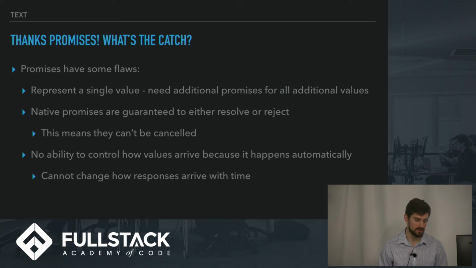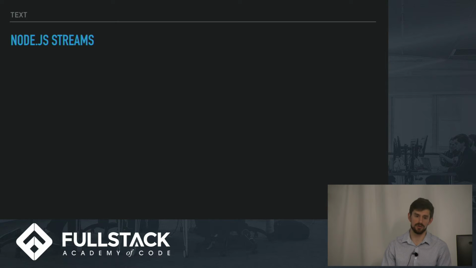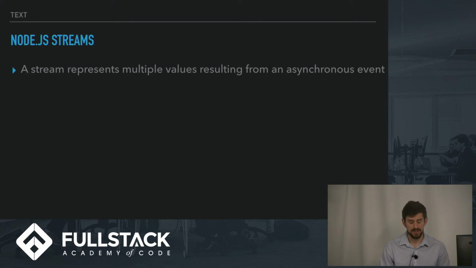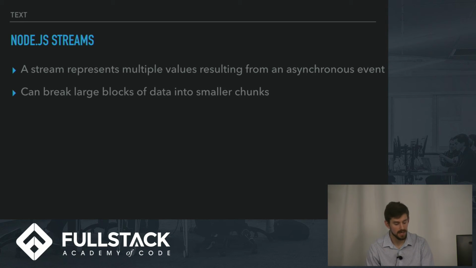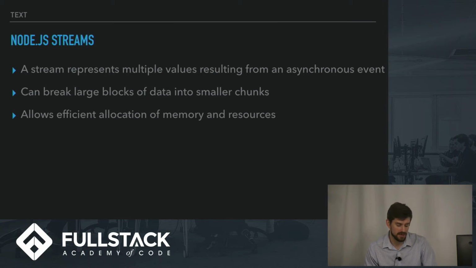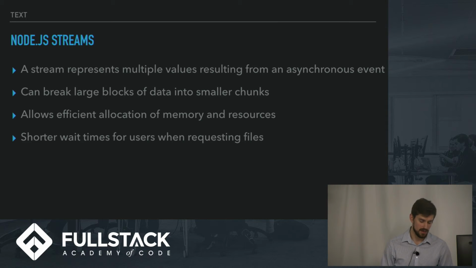So what do we have at our disposal to help us with this? Well, we have streams in Node.js. So what's a stream? A stream represents multiple values resulting from an asynchronous event. So rather than promises, which represent only one single value, streams represent multiple values arriving with time. It allows us to break large blocks of data into small chunks, which increases the efficiency of our allocation of memory and resources. And that results in shorter wait times for users when requesting files, which improves our user experience, right? We don't have to wait for a big video file to arrive if it's going to arrive in pieces. We get access to those pieces. And we can also cancel streams midway through. So we don't have to wait for that 5 GB movie to arrive.